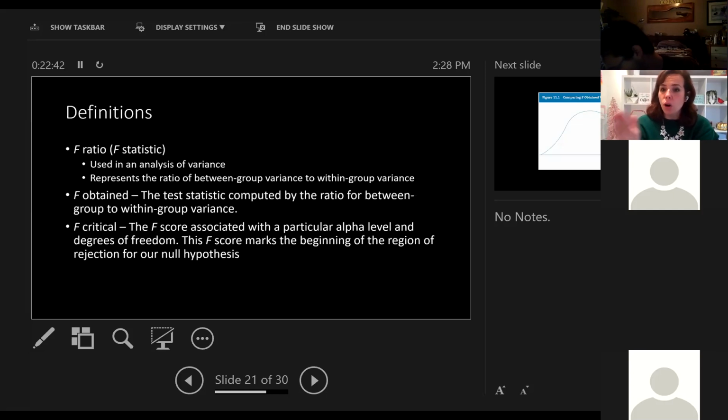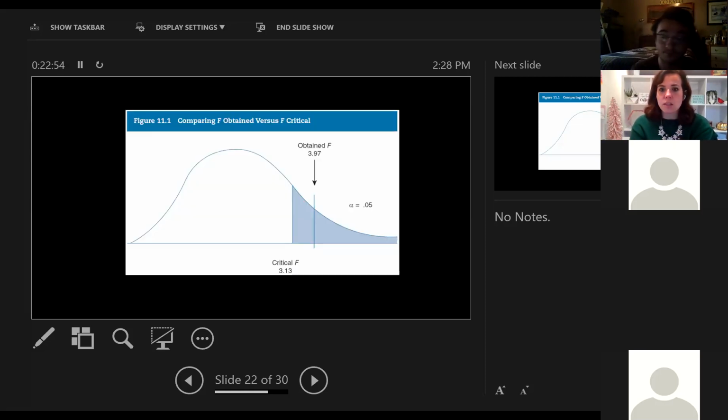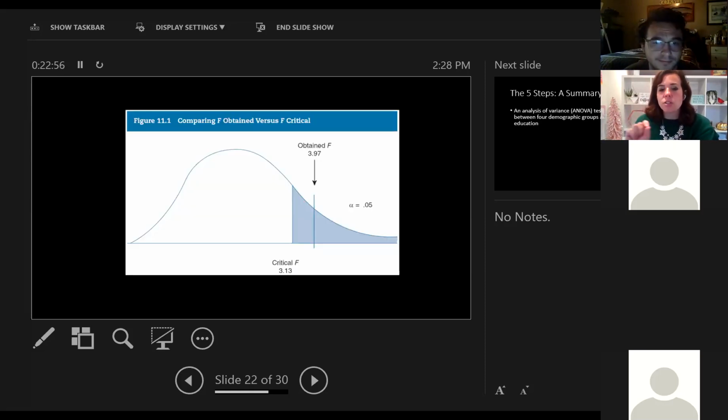If I want to know more, or which directionality it goes, I need to do multiple t-tests to then divide up each group to better understand how one compares to the other. Okay? Okay, so let's look at what this looks like. F critical versus F obtained. This should look familiar again with T critical. So our F critical, this is a random example, with an alpha of 0.05.